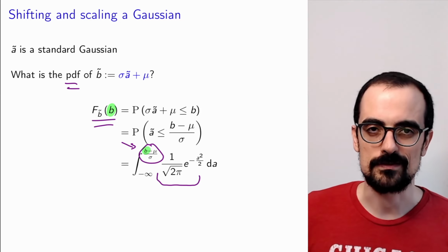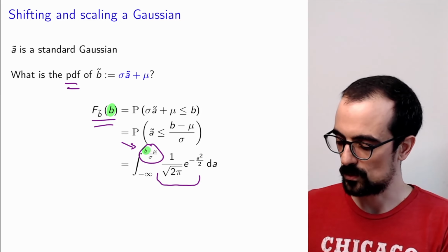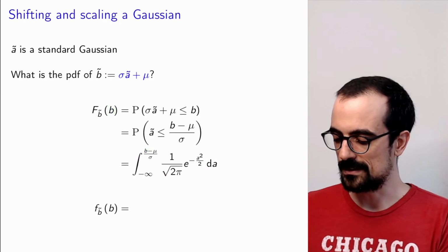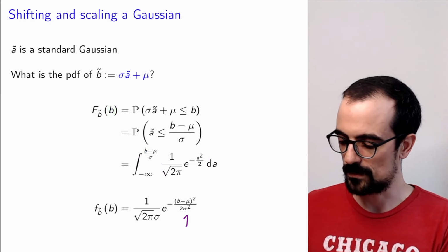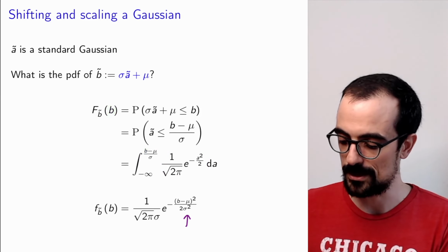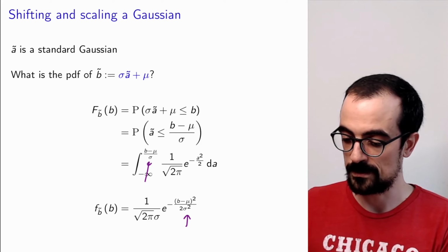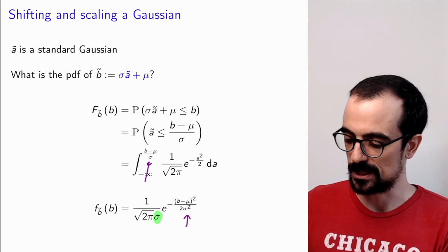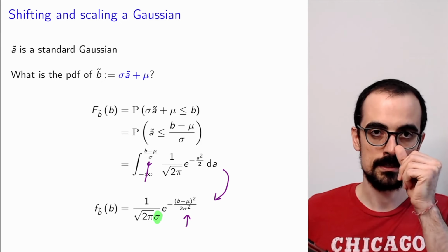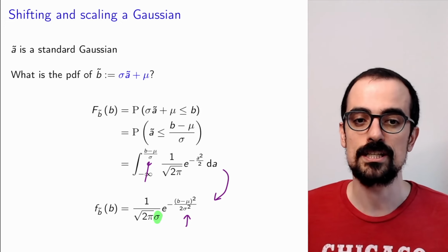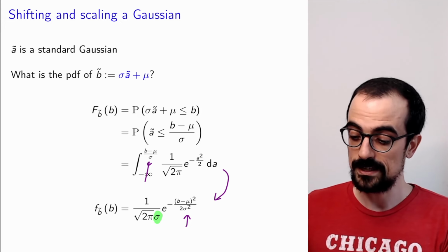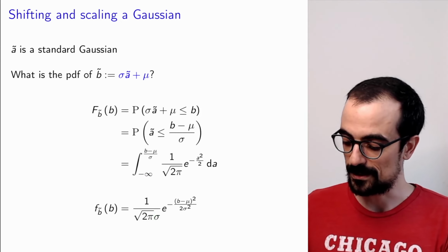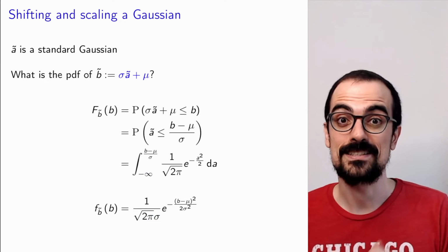So what is the derivative of this expression? It's whatever is inside here, evaluated at b minus mu over sigma. And now we also have to multiply by the derivative of this with respect to b. So this is where this sigma comes from. But at the end of the day, we're just taking a derivative. So if that confuses you, maybe review derivatives a little bit. And the result we obtain is that this is exactly a Gaussian with parameters mu and sigma.